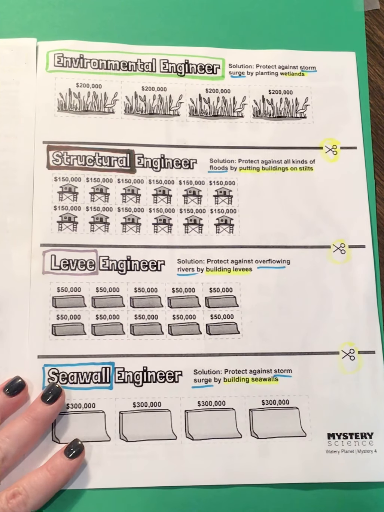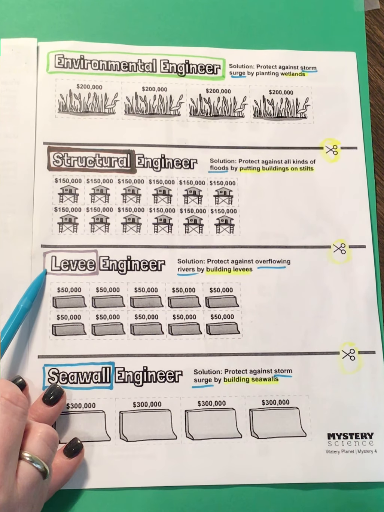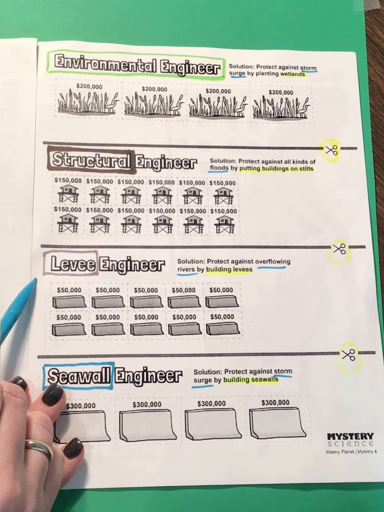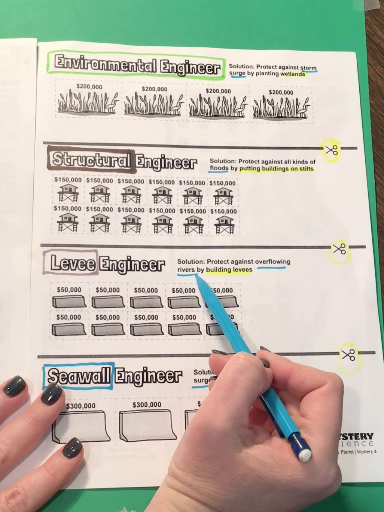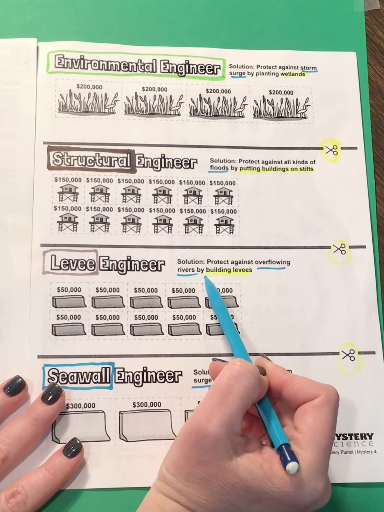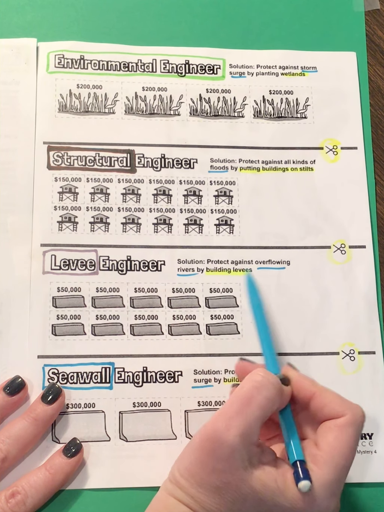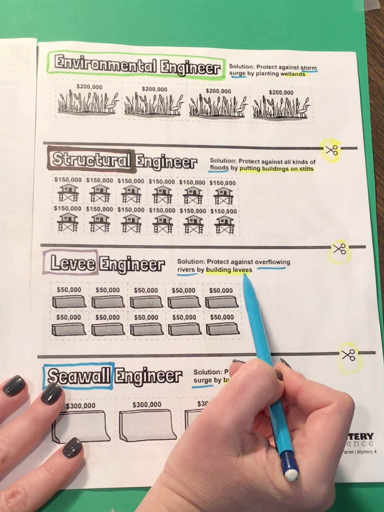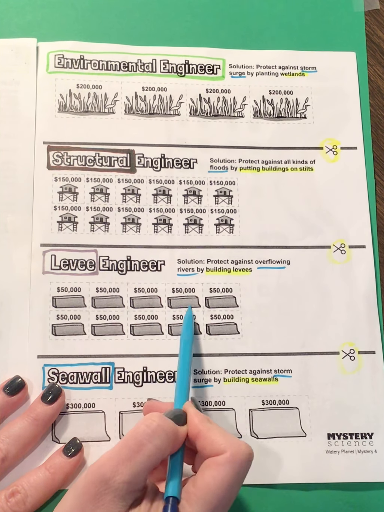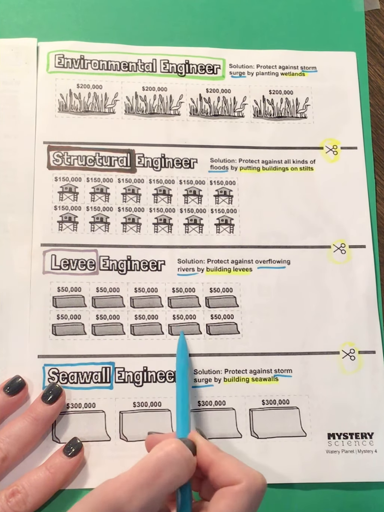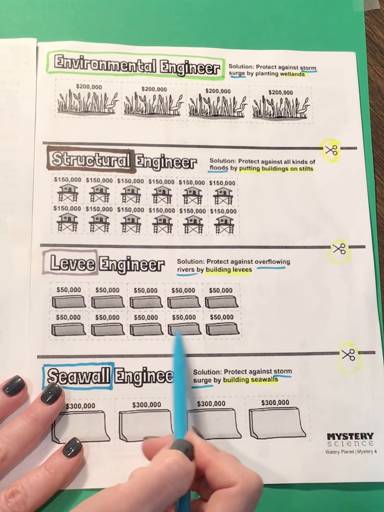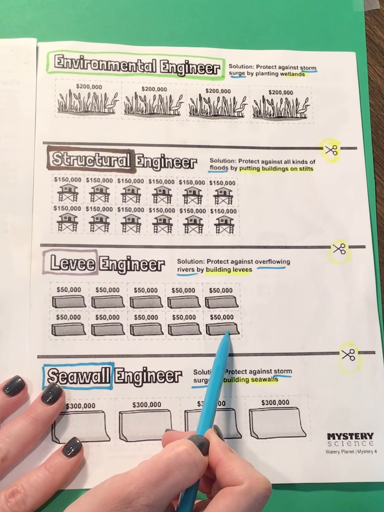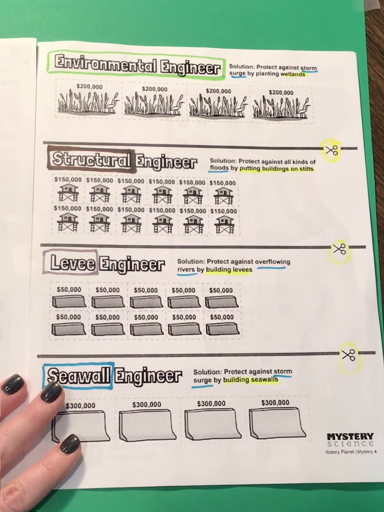Then you'll put on the different hat of being a levee engineer, and you'll box this out in gray. You'll remind yourself that they are the ones that protect overflowing rivers. So I underlined that in blue. You may want to as well. And this is for building levees. The levees are smaller because the river is a smaller body of water. They're $50,000 a piece. You'll decide where to place them on your map as the levee engineer and how many you might need to protect some of these buildings.